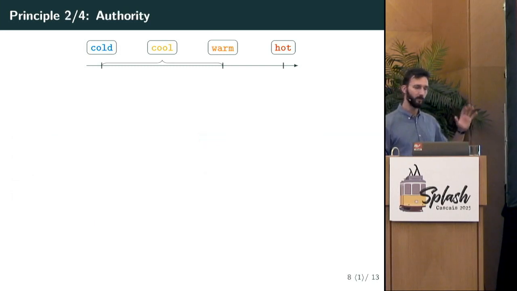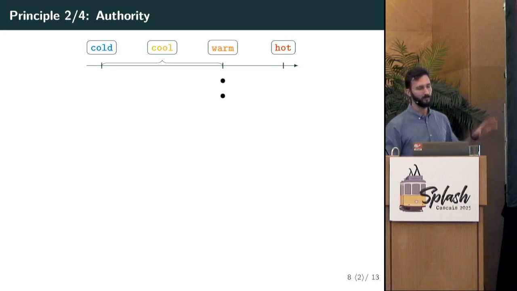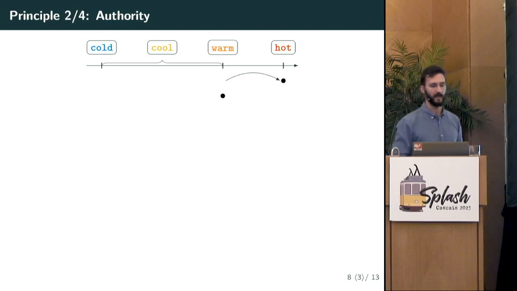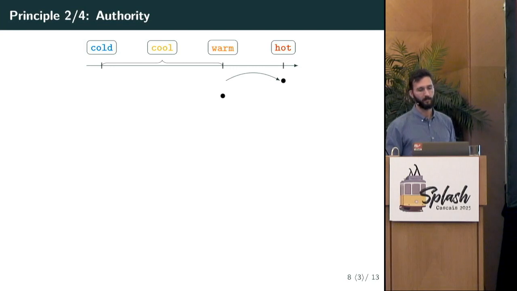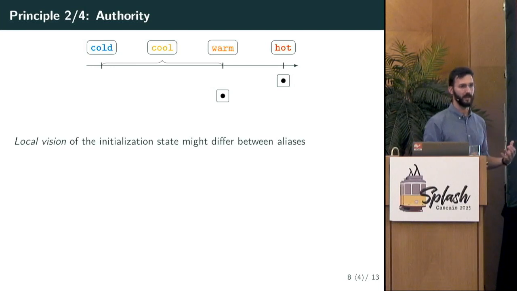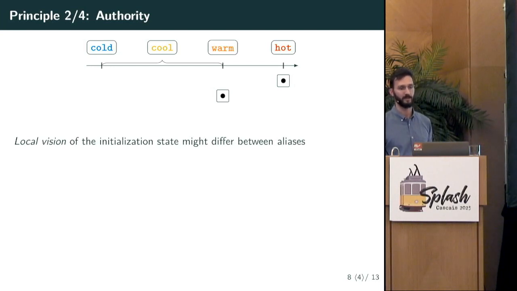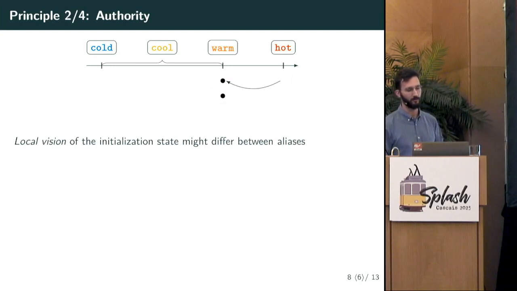The second principle, which is very linked to the notion of monotonicity, is called authority. If you have two aliases of the same object and you do an update on one of the aliases, you can maybe consider it to be hot at some point. But the local visions you have of the initialization state might differ between the different aliases. So you might do something on one of the aliases that is locally monotonic, but actually globally is not. If you do some update on the second alias, that downgrades the first.